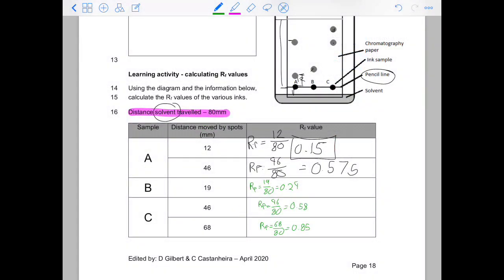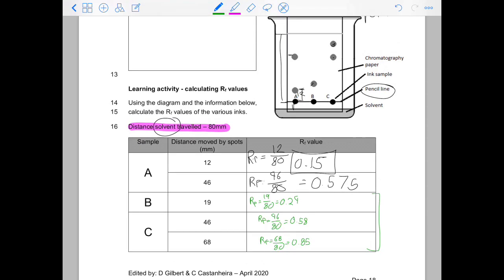Hopefully you have these same answers here as I do. If not, have a look to see where you might have made that mistake and make your corrections. Hopefully you can see that there is no value larger than 1. You will never have an RF value larger than 1 because the spot is being carried by the solvent. You're never going to have a spot that goes further than the solvent. So it's always going to be a smaller number divided by a bigger one, which will always be between 0 and 1.